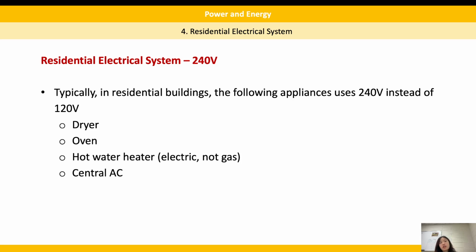And what is the voltage for the appliances in a residential building? Most of the appliances we use are 120, but some appliances use 240. So which appliances use 240? Dryer, oven, hot water heater, only electric. So only electric. And the central air conditioning usually uses 240 volts.